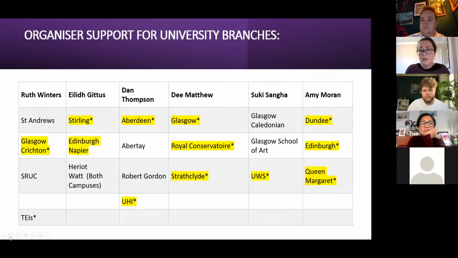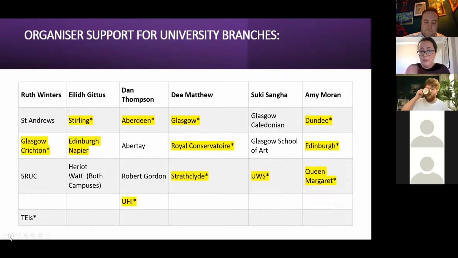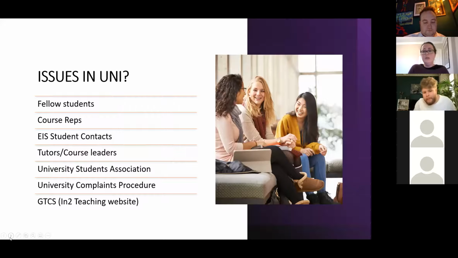So please do get in touch. I'm going to talk about things we can support you to do in university in a moment. We often get asked what's the difference between what the EIS can do for us as student members when we're on placement and when we're in university. On placement is where we as a union, through your school representative, can really help you. If you have an issue in uni, absolutely do come to us and talk to us about it, but the real route to solving that problem is more internally within your university.